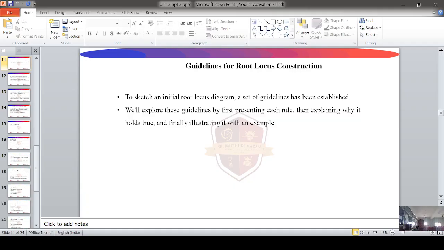Guidelines for root locus construction. To sketch an initial root locus diagram, a set of guidelines has been established. We will explore these guidelines by first presenting each rule, then explaining why it holds true, and finally illustrating it with an example.